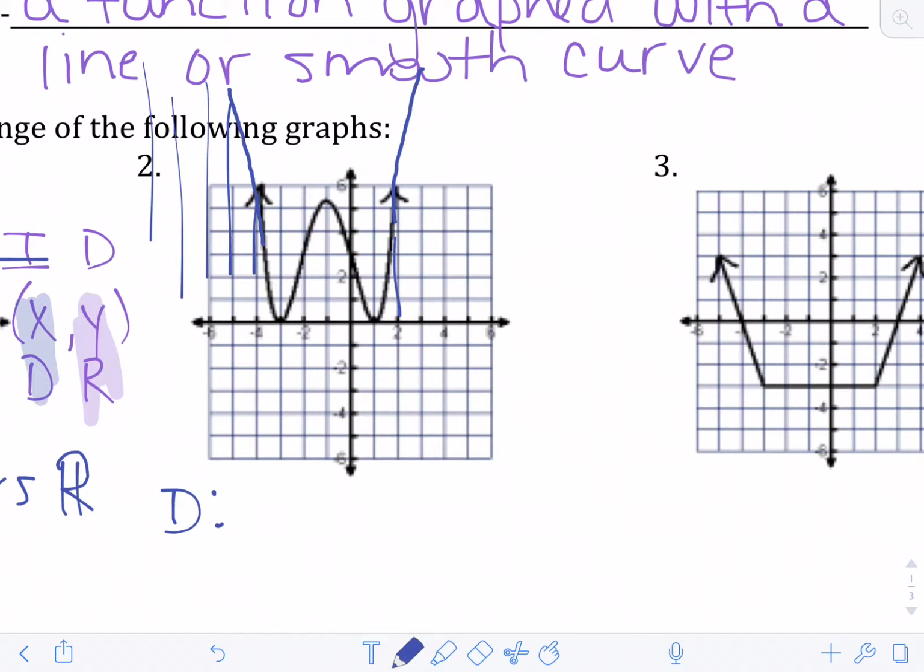Same over here. I have a point at 2, a point at 3, 4, 5, and 6. It will keep touching that line and will go on and on forever. So again, domain is all real numbers.